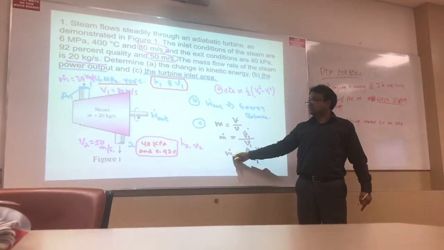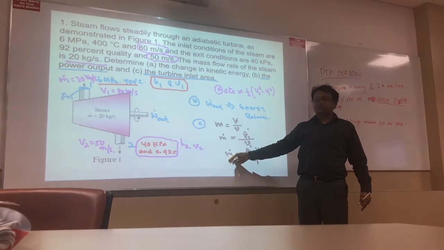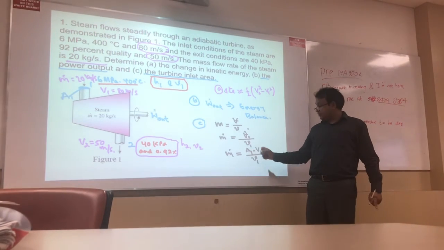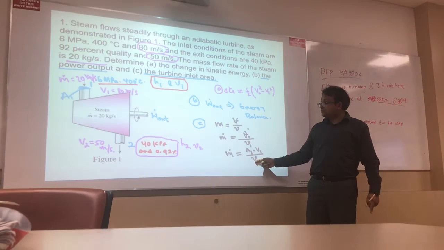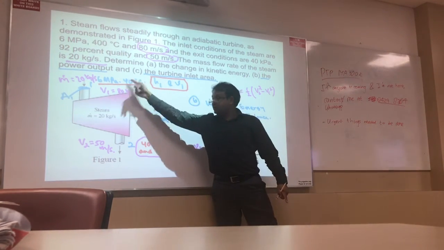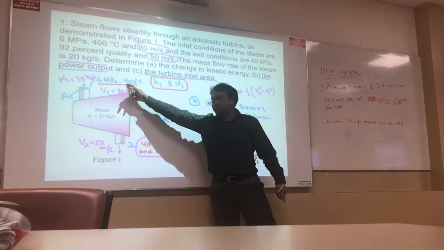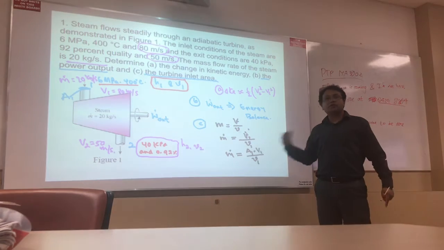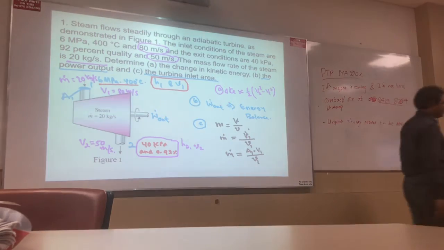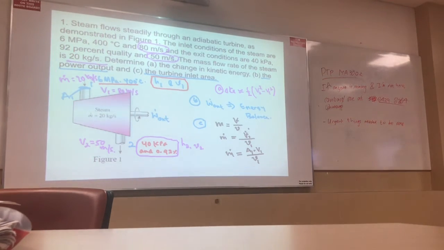So this value is 20 kilogram per second. This value I have to find. Velocity is 80 meter per second. v1 I get from the steam table with respect to 6 megapascal and 400 degrees Celsius. We substitute all the values, then I can calculate A1. Done. Okay? So this is the concept of how to calculate A1.